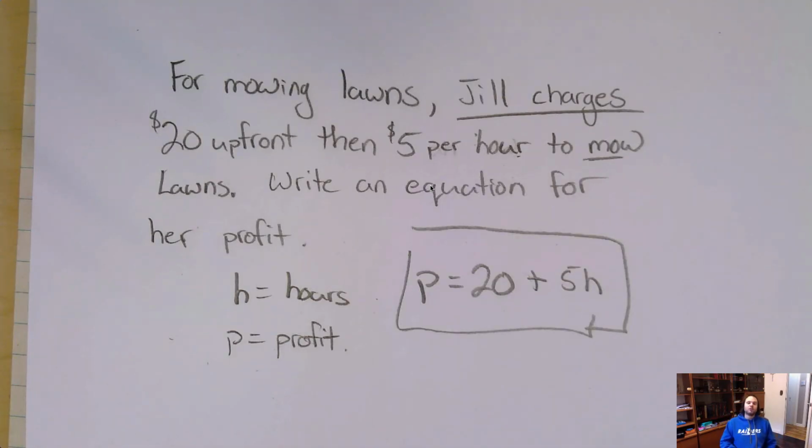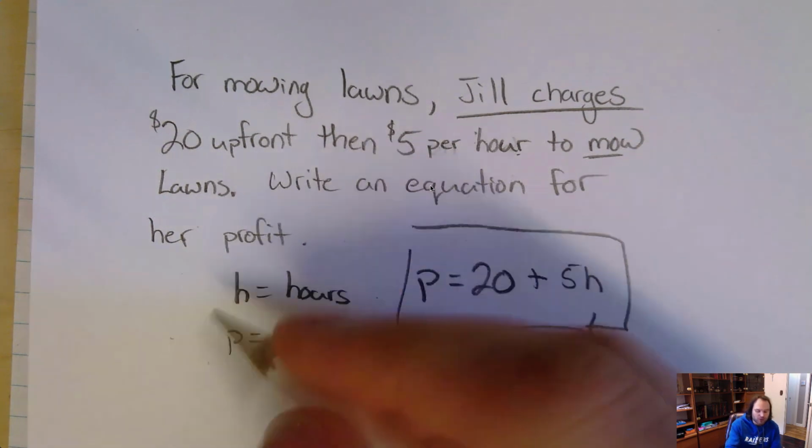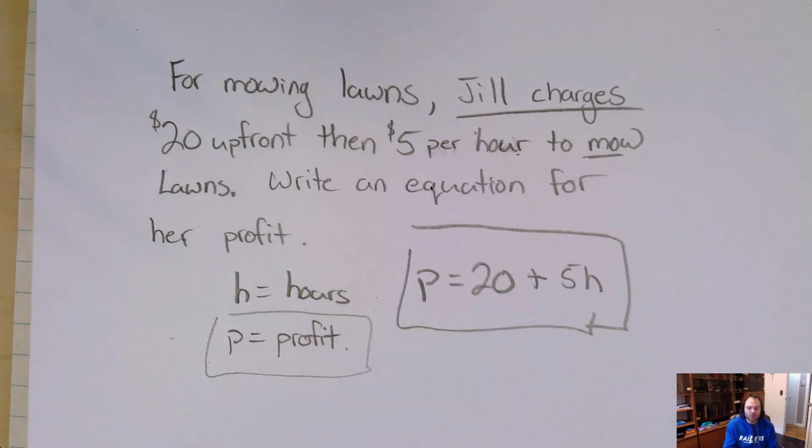And there we go. So always write down what your variables are. What are we trying to figure out? We are trying to figure out, in this case, profit. And then we have another variable of hours in there. And that's how we make equations for word problems.